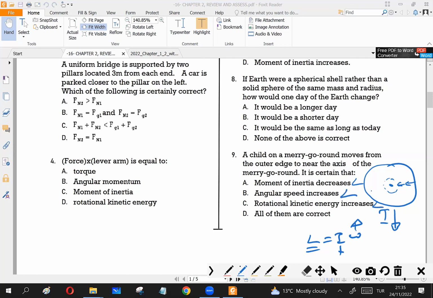Remember, I told you that in the previous question. In conservation of angular momentum problems like a merry-go-round or ice skater, however the angular speed changes, if it increases, rotational kinetic energy also increases. If angular speed decreases, rotational kinetic energy also decreases, even if they change by the same factor. And this is also correct, both increase. So D is the correct answer in here.